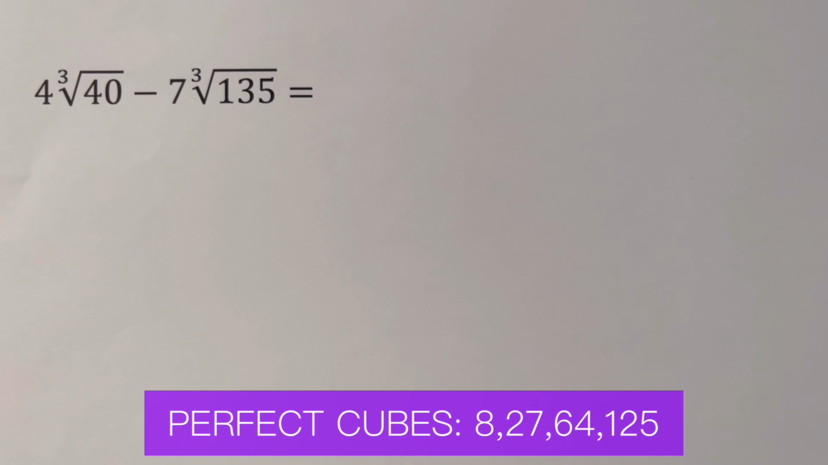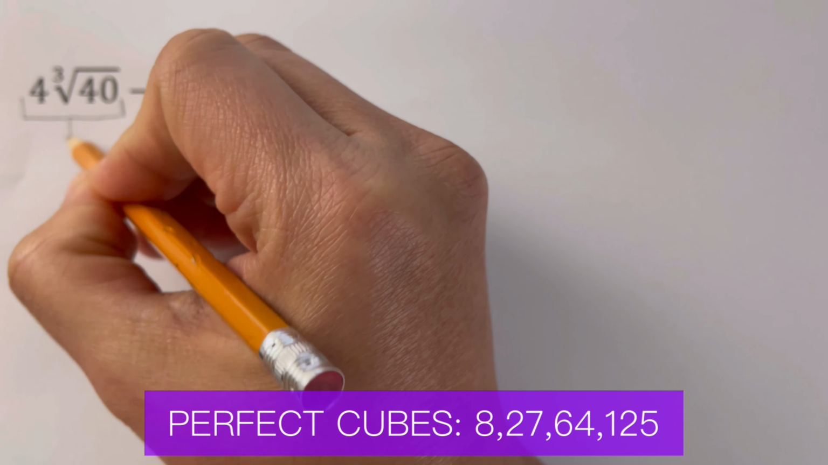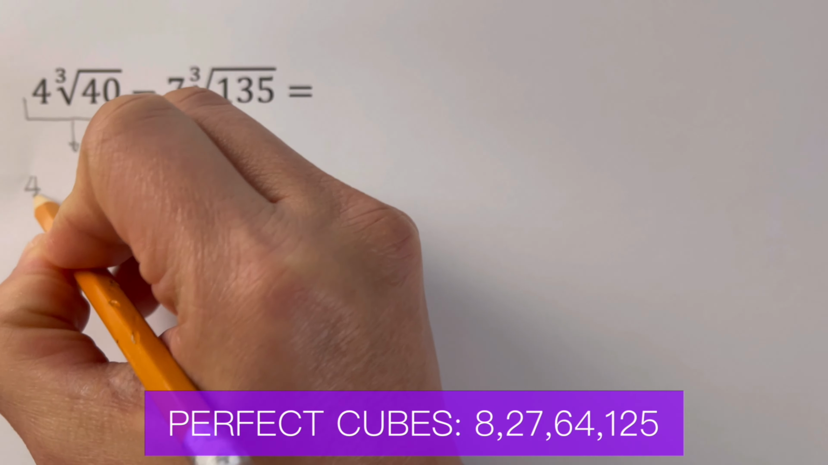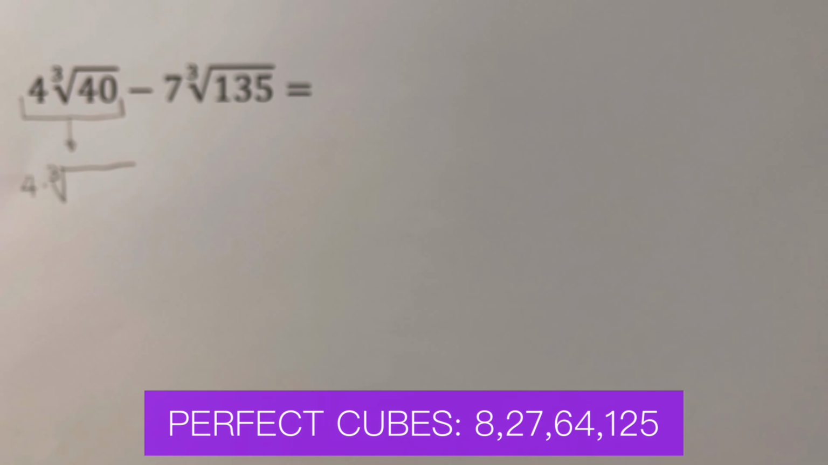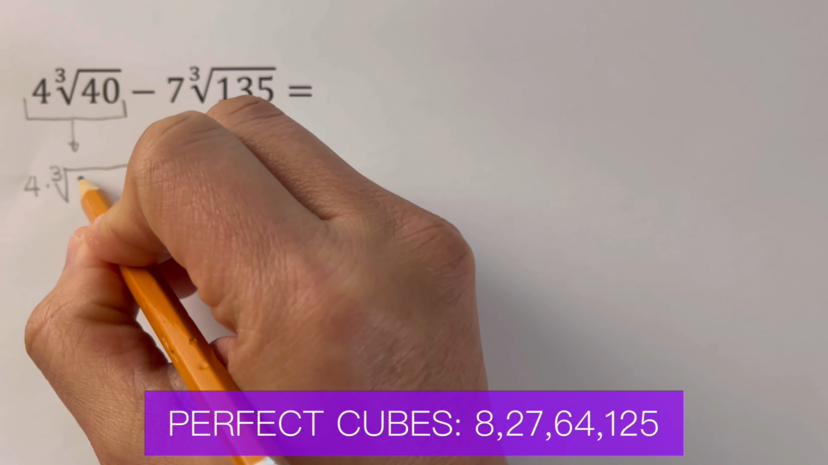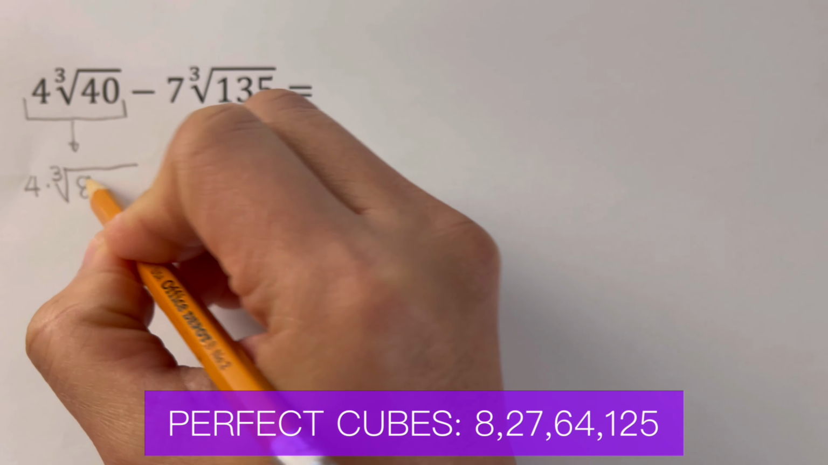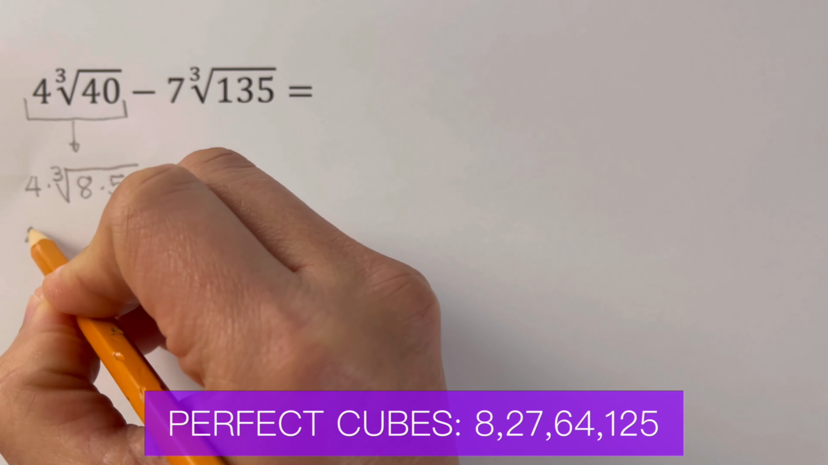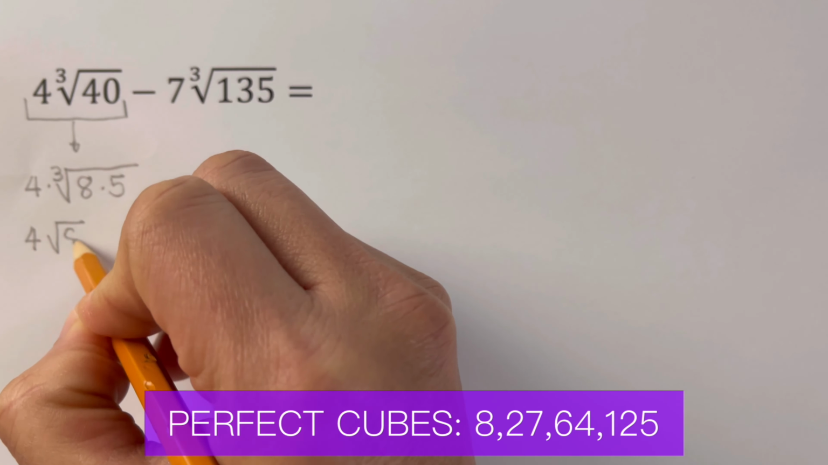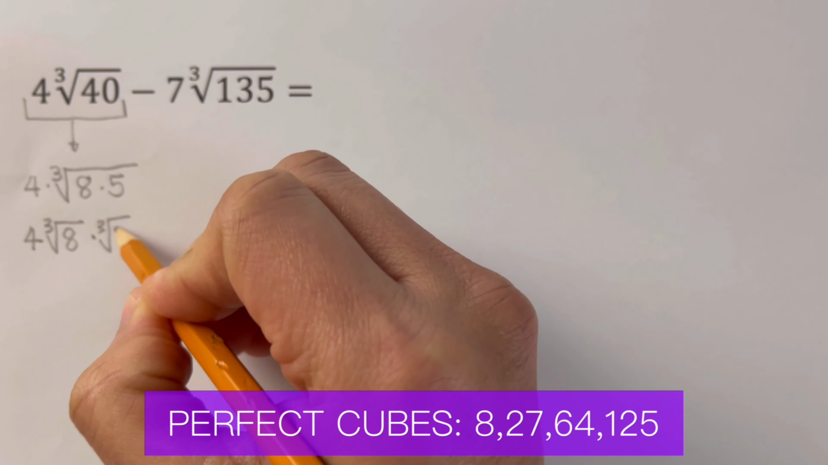And then we will also do the same thing for 135. So I will show the work down here. This one would come out as 4 times the cube root of, in this case, I am going to use the factors of 40 that has a perfect cube in it, which is 8 times 5. So 8 times 5 is 40. And so I break this down: that would be 4 cube root of 8 times the cube root of 5.